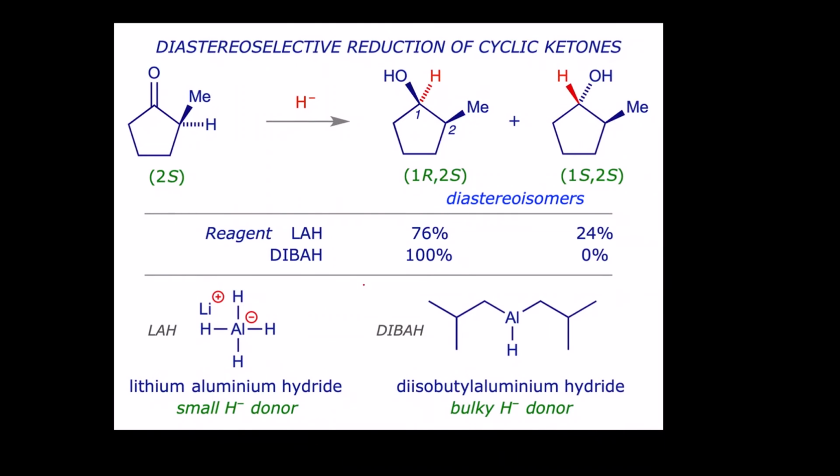Let us understand with the help of an example. Diastereoselective reduction of cyclic ketone. Again, it is an example of reduction of ketones. Ketones are reduced to what? They are reduced to secondary alcohols.